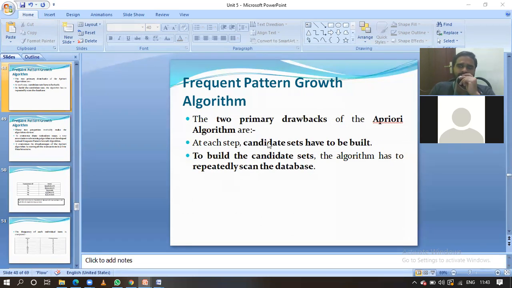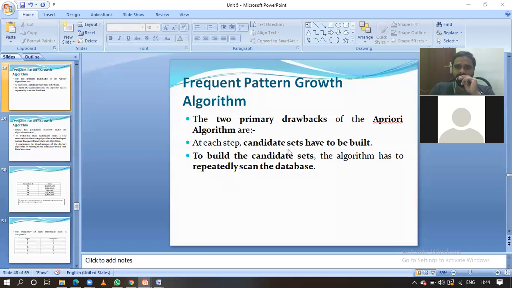While finding the frequent patterns, in each step, in the first step we generated a candidate one set, right? In the second step we generated the candidate two set, and in the third step the candidate three set. It means for each step we have to build the candidate set. For building this candidate set, we have to repeatedly scan the data set. We have to scan all the transactions to find out how many times each item set is repeated.